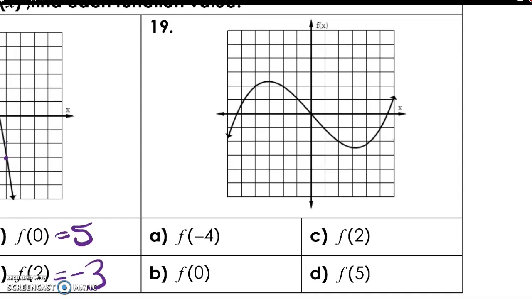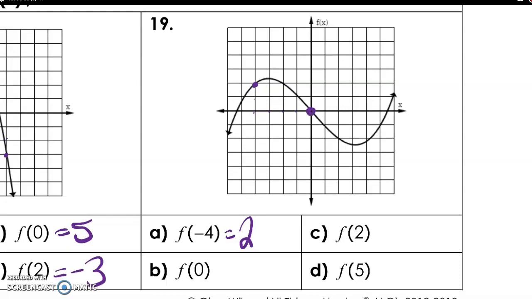For 19, we look at f of negative 4. So we count left 4. 1, 2, 3, 4. Up 2. So the y value is 2. F of 0 means I stay put, and it actually goes through 0, 0. F of 2 means I go right 2, and I count, and I go down 2, so my y value is negative 2.